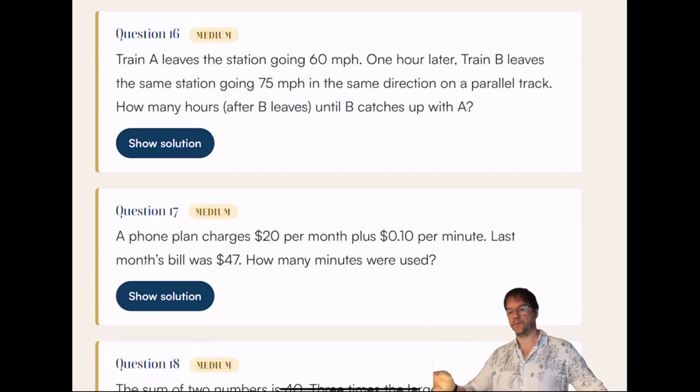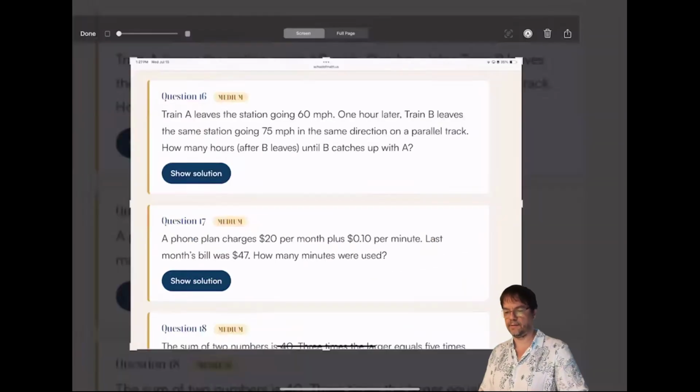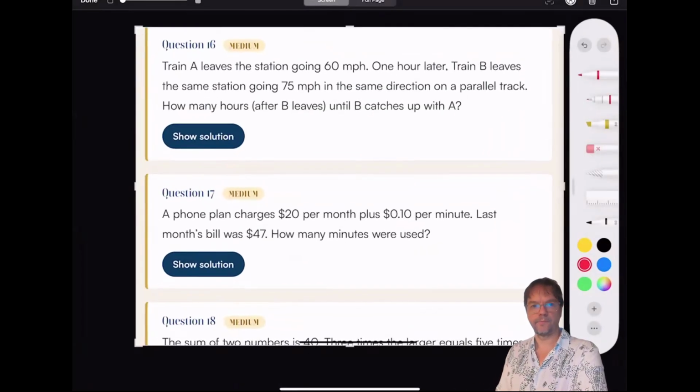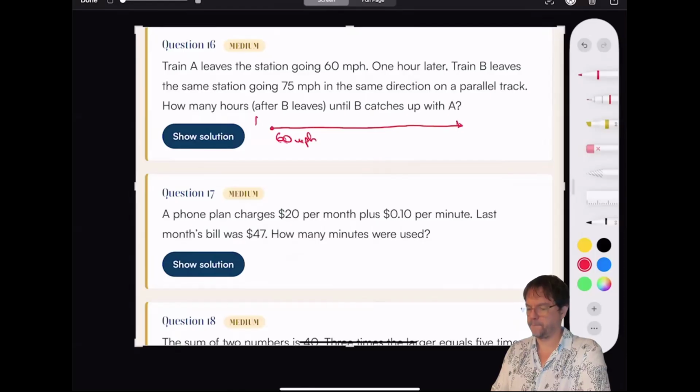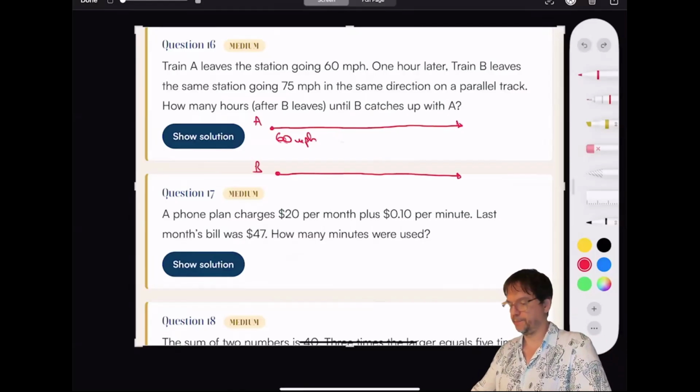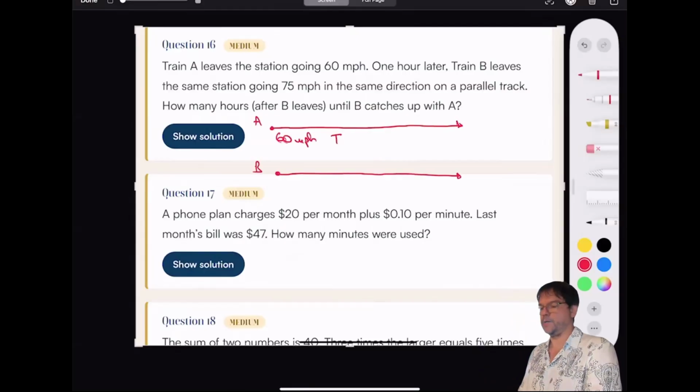So, do you want me to do it? Yeah. Okay, let's see this. Train A leaves the station going at 60 miles per hour. One hour later, B. Let's suppose the train A left the station at the time t. I don't know how much.